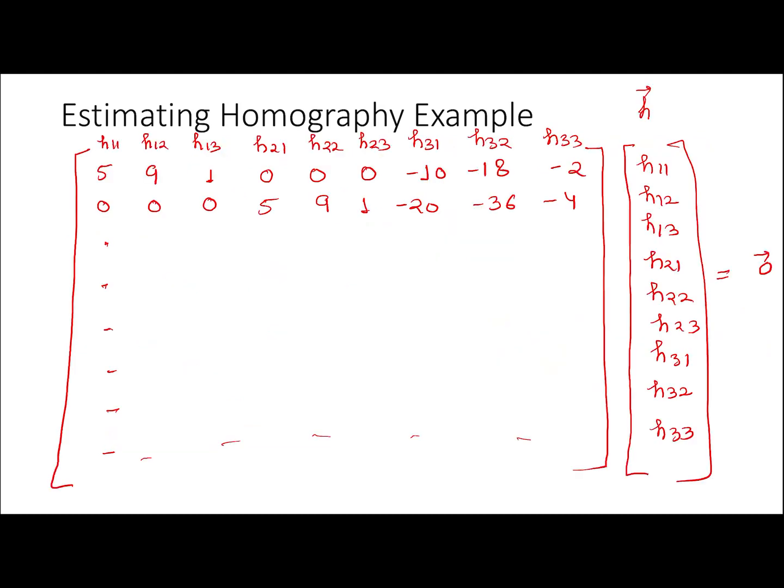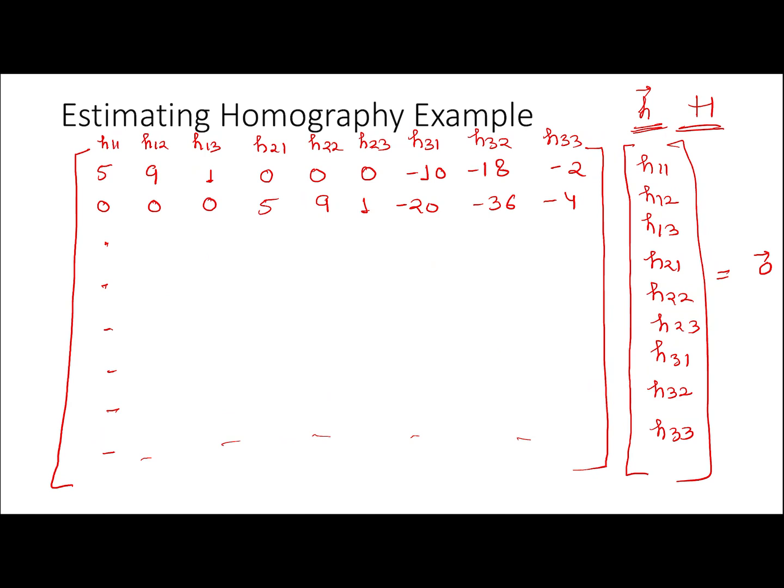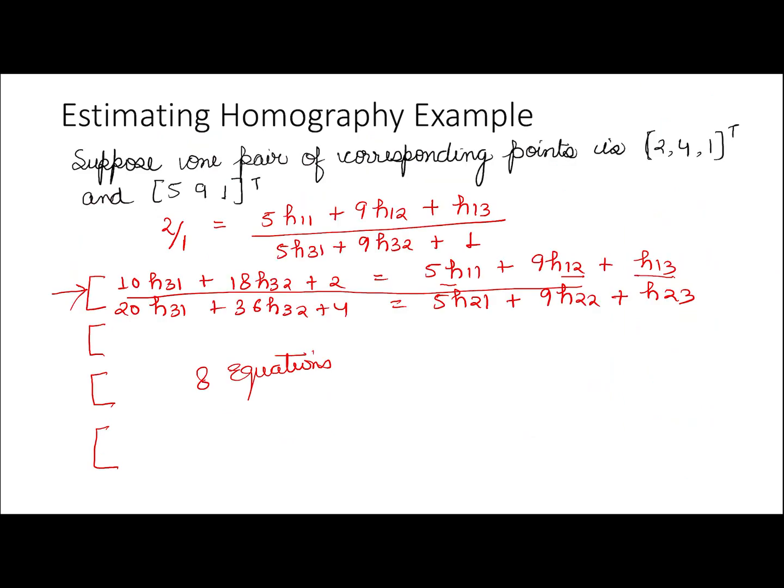So using SVD I can solve this equation and obtain this H vector. And with H, when I get all these parameters, I'll get the homography matrix. So this is the way in which we can compute the homography matrix. And this projective transformation can be used in many applications, like it can be used for removing projective distortions.